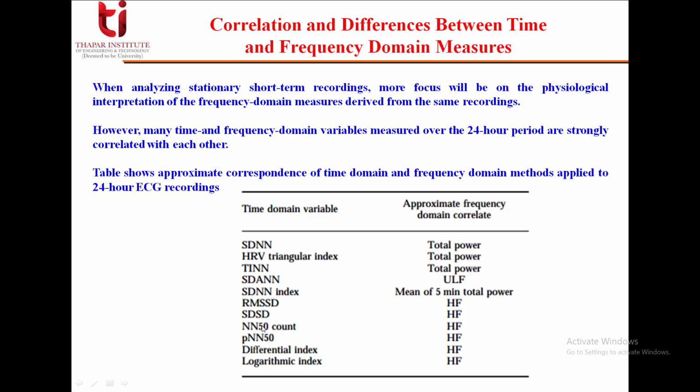And we have other parameters like RMSSD, SDSD, NN50 count, pNN50, differential index, and logarithmic index. All these parameters are correlated with power in the high frequency band. So these are the various parameters which we can see are correlated in time domain and frequency domain systems.